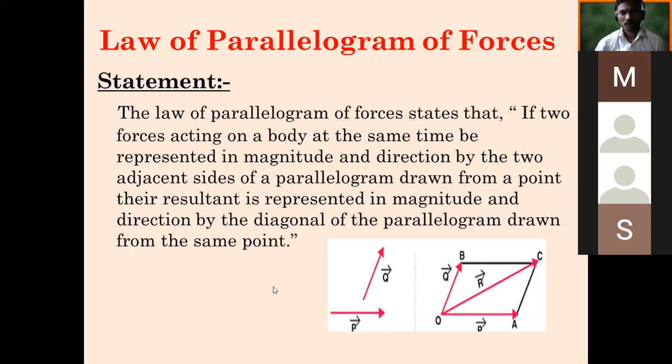First, these two forces should be concurrent and coplanar, and the two forces are represented by adjacent sides of a parallelogram. Then their resultant is shown by the diagonal of that parallelogram. If I reduce this sentence to our own words for easy understanding: if two forces are shown by adjacent sides of a parallelogram, then their resultant can be shown by the diagonal. So one word is important here, diagonal. The resultant is shown by the diagonal.